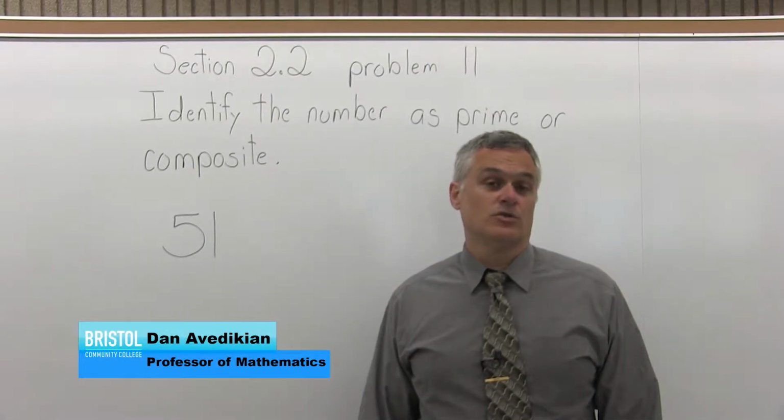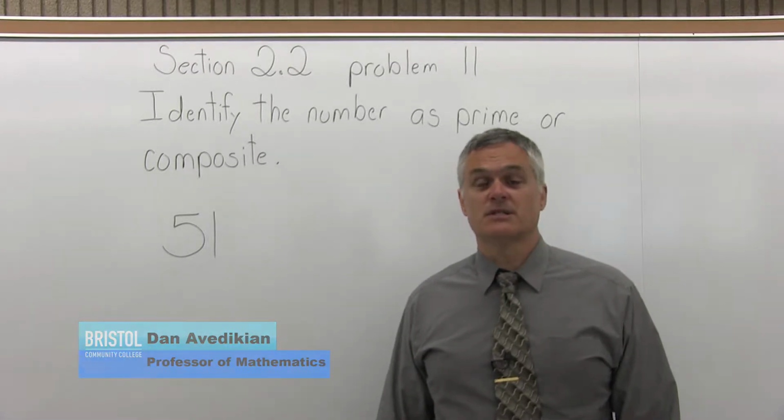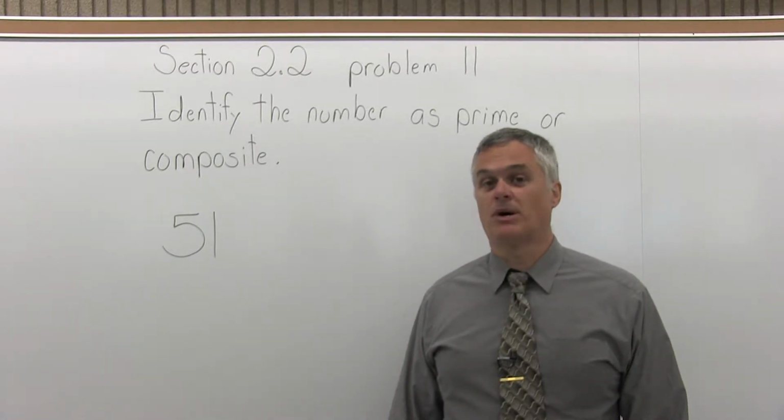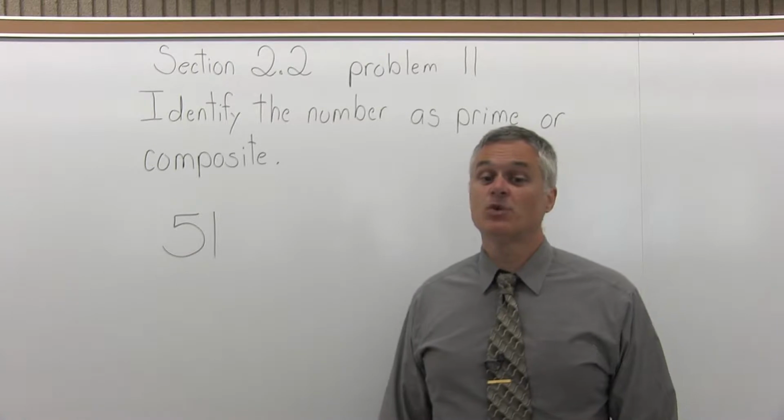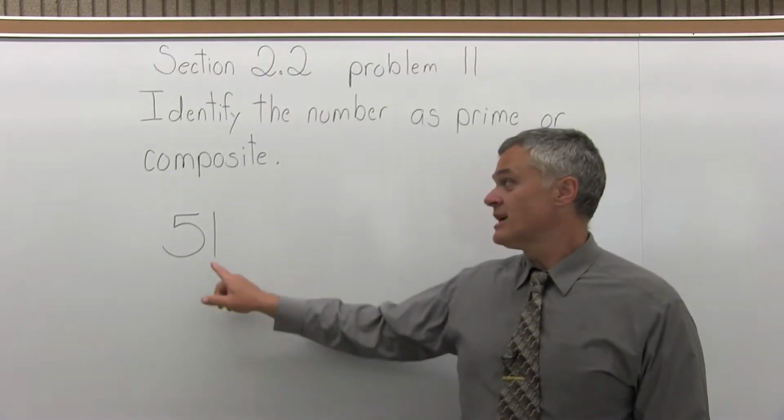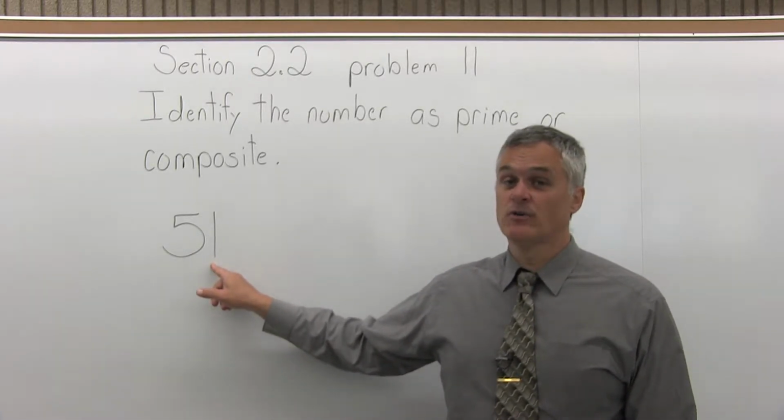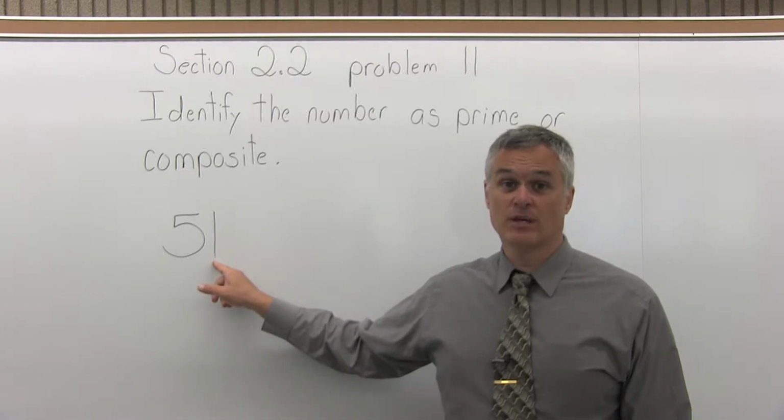This is Section 2.2, Problem 11. It says identify the number as prime or composite. And the number is 51. So the question is, are there any numbers besides 51 or 1 that will divide into 51 evenly?